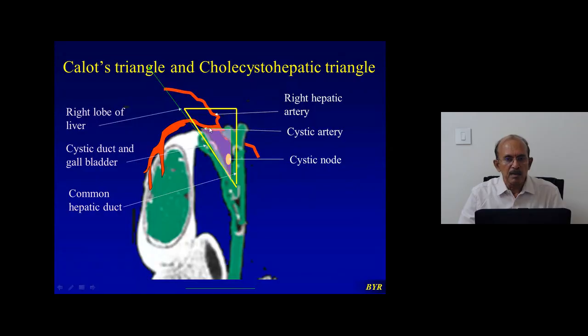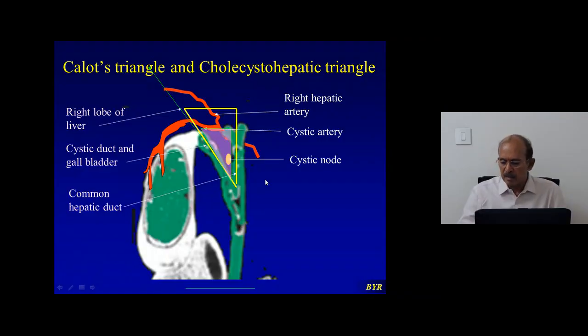The one which is described by Calot is sometimes not practicable for certain things. So the more convenient thing will be to call this the Calot triangle. That is why, if you see the previous editions of Bailey and Love, in one edition the original Calot triangle is given as the Calot triangle. In another edition, the one which I said, that is the right lobe of the liver, undersurface at the upper border, is given as the Calot triangle.